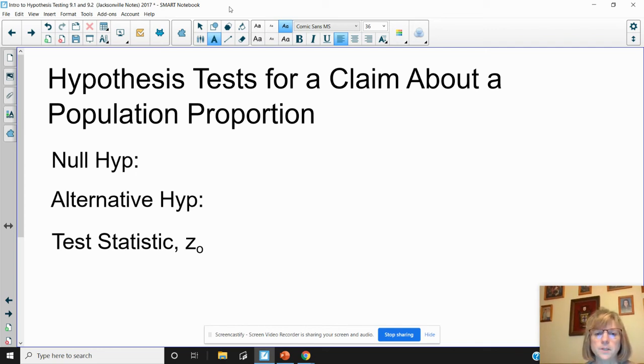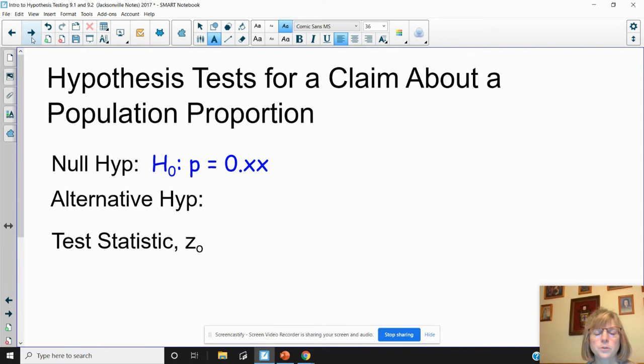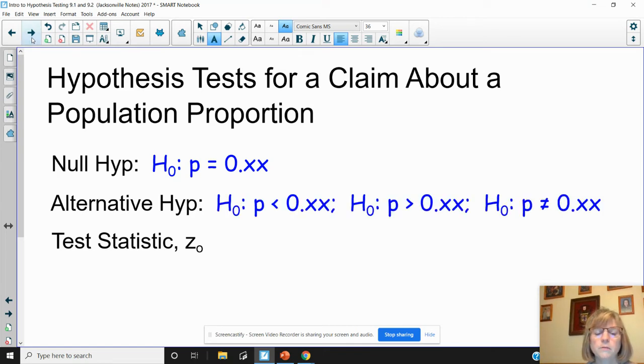This video goes over an example of doing a hypothesis test for a claim about a population proportion. Our null hypothesis is similar to what we've seen in other hypothesis tests, but the statement we're making is about the population proportion P. It's not a statement about the mean mu. So our null hypothesis says H0, that P is equal to some percentage. The alternative hypothesis is one of the three: P is less than that percentage, P is greater than that percentage, or P is not equal to that percentage.